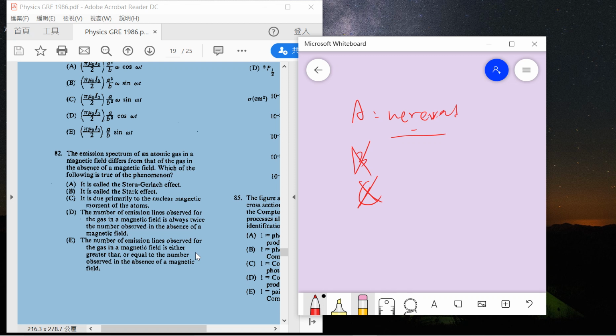D says that the number of emission lines observed from a gas in a magnetic field is always twice the number. It's not twice, right? Somehow it becomes 2L plus 1, or 2S plus 1. So not necessarily twice, not generally. That is too rigid. E says the number of emission lines observed in the gas in a magnetic field is either greater than or equal to the number observed without it. Basically, E is very general, right?